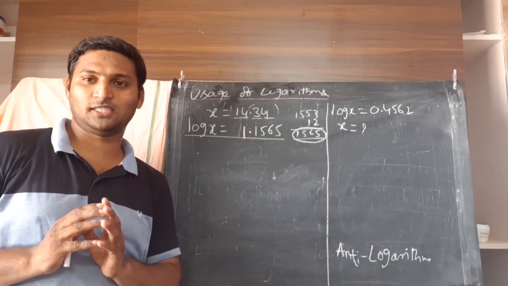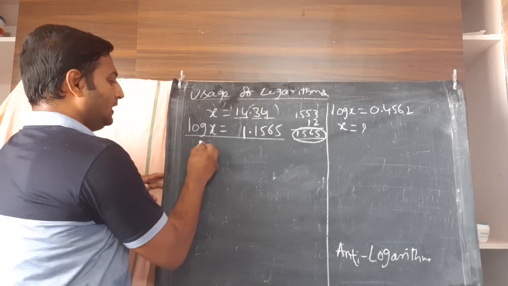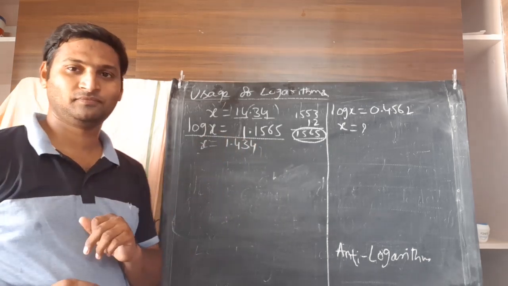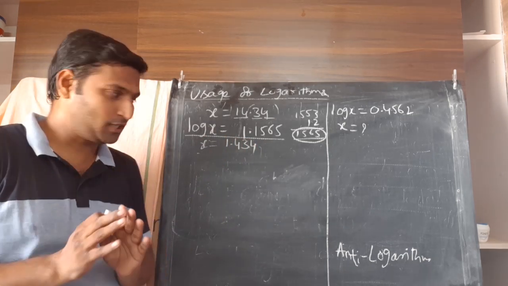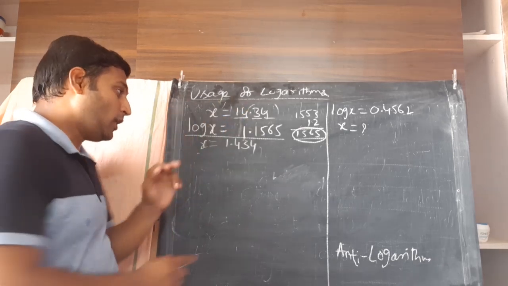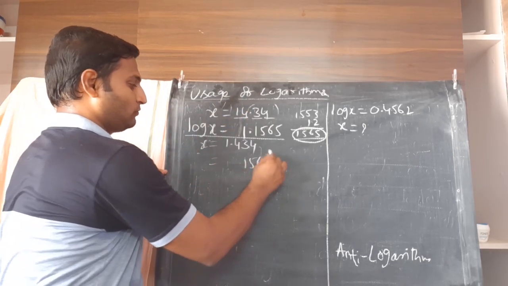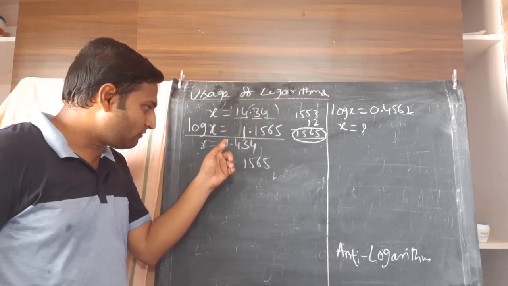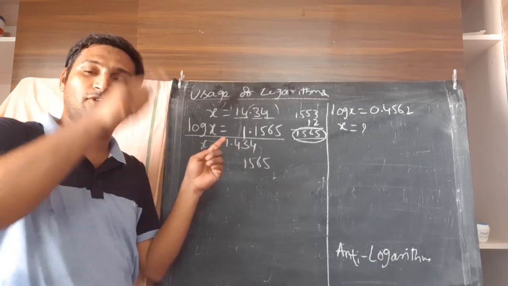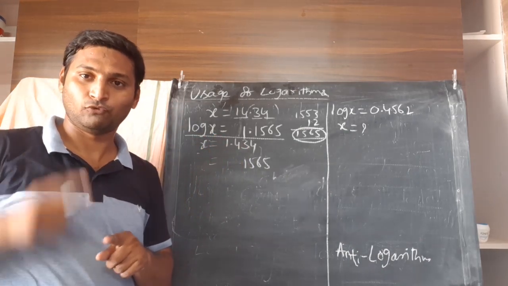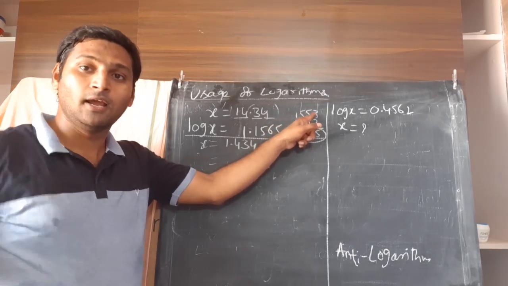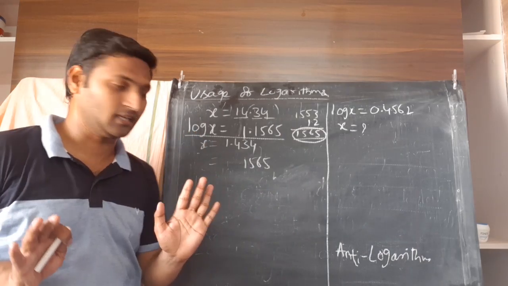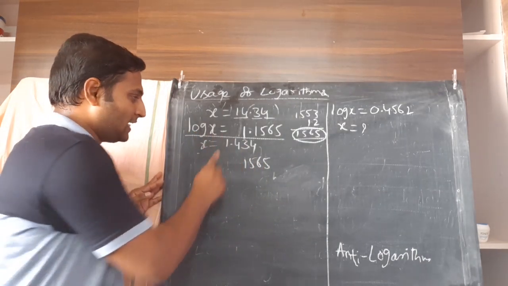Now I'll give you a simple logic. What if x is given as, say, 1.434? The logic you have to understand here is that your mantissa will be the same, 1565. Why? The 4 digits are the same. So even when you are given 1.434, you will be looking for 14 under 3 plus mean difference 4. 14 under 3 will be 1553. Mean difference 4 will be 12. Add 12 to 1553, you will get 1565. That is fixed. So your mantissa does not change because the digits are the same.